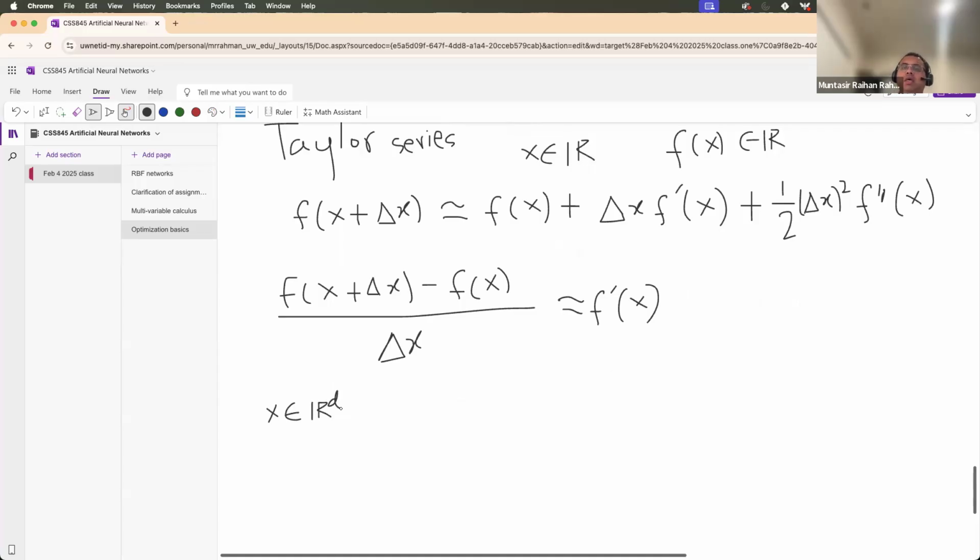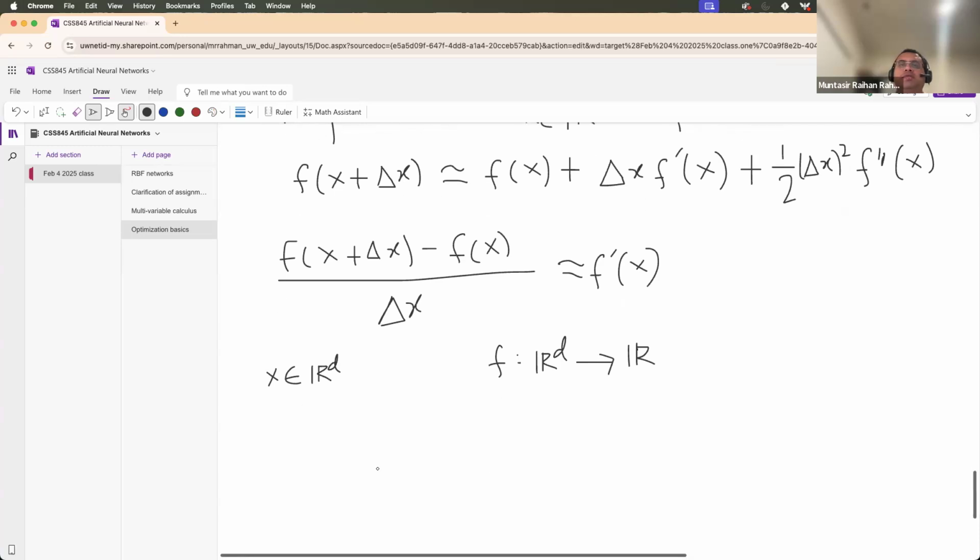Okay, and then f is a function from the d-dimensional vector space to just a scalar in this case. Okay, and now let's try to work out the Taylor series for this. So what is it going to be?